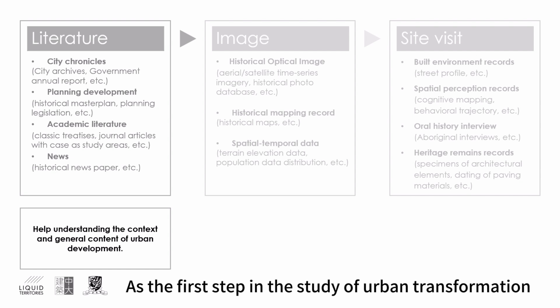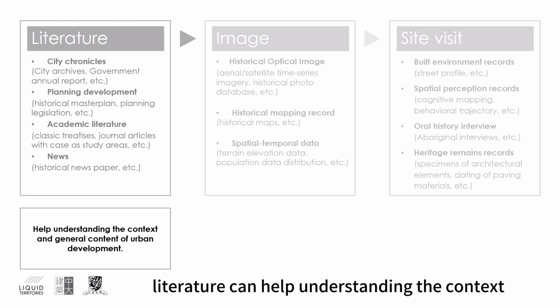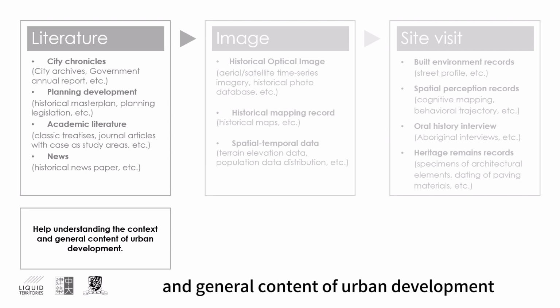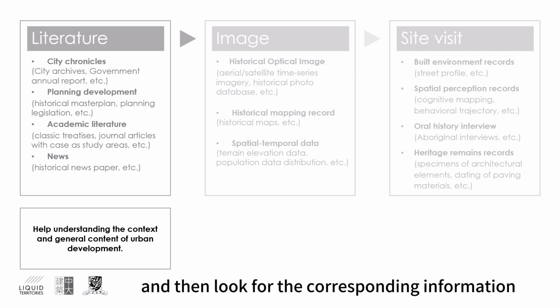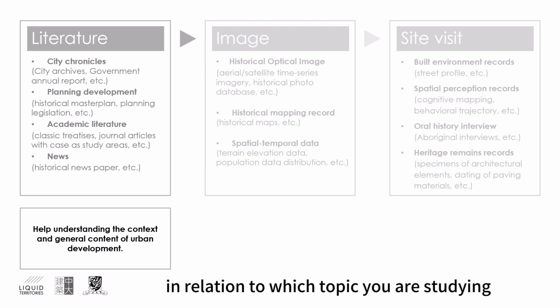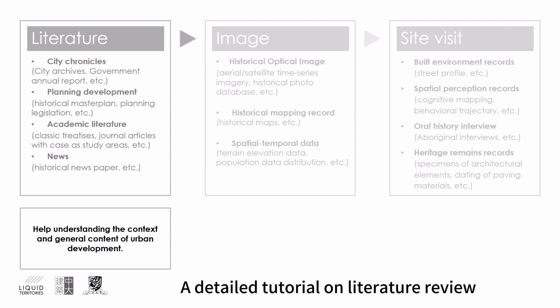As the first step in the study of urban transformation, literature can help understanding the context and general content of urban development. You can collect the literature first, and then look for the corresponding information in relation to which topic you are studying, if the time is limited for the overall reading. A detailed tutorial on literature review can be found in Module A.